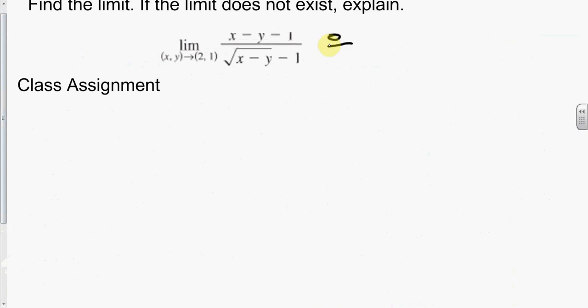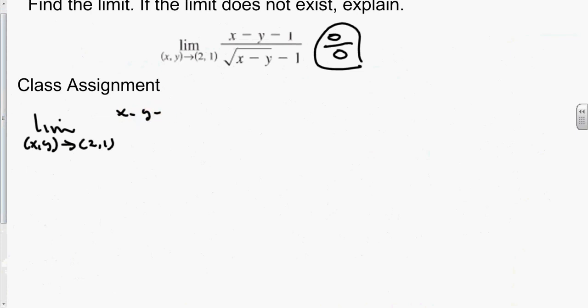When you check that, you get 0 over 0, which is indeterminate. So we take the limit as (x, y) goes to (2, 1). I'm going to rationalize, so this is x minus y over 1 over the square root of x minus y minus 1, times the square root of x minus y plus 1 over the square root of x minus y plus 1.